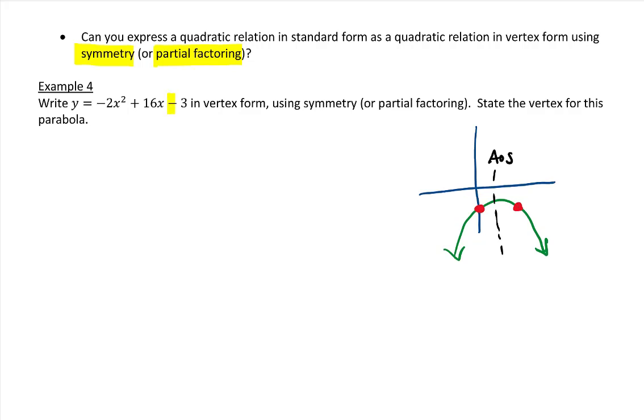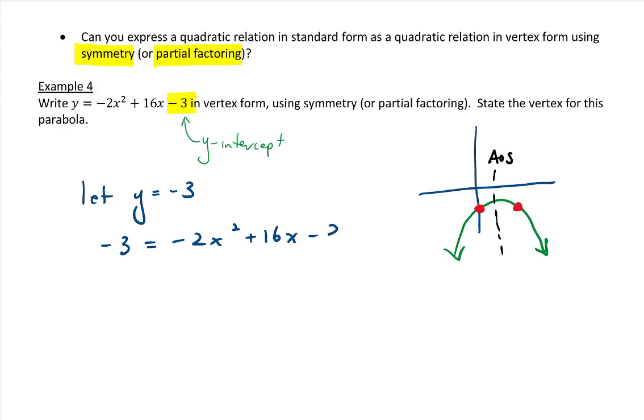In standard form, we know the y-intercept is the c value. So we have the y-intercept, and we're going to let y equal the c value. So we start off by saying let y equal -3. And this gives us -3 is equal to -2x squared plus 16x minus 3. The only way to solve quadratics is to get 0 on one side. So if I add 3 to both sides, I get 0 equals -2x squared plus 16x.